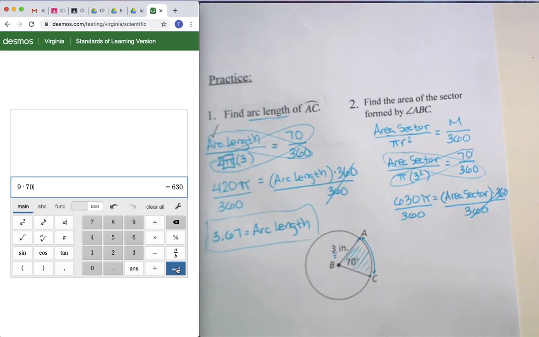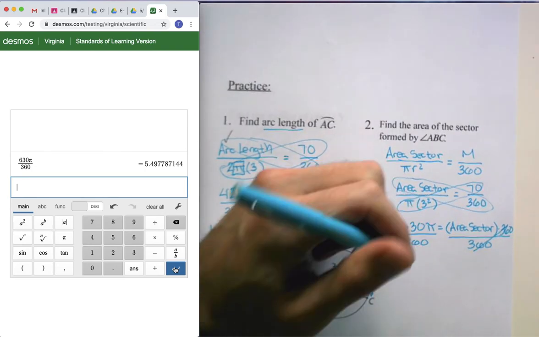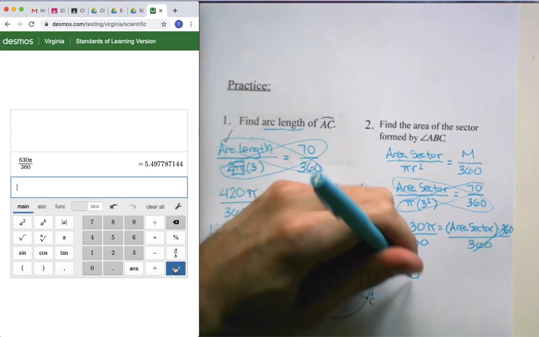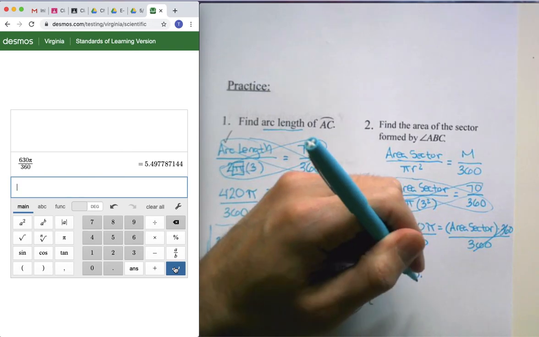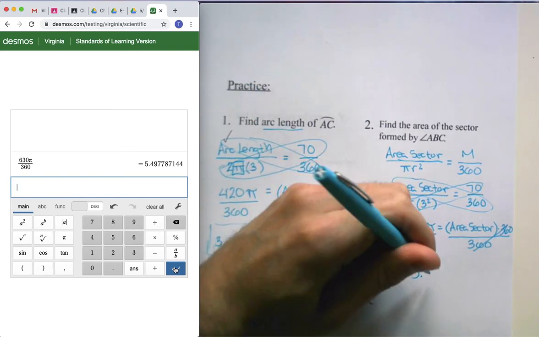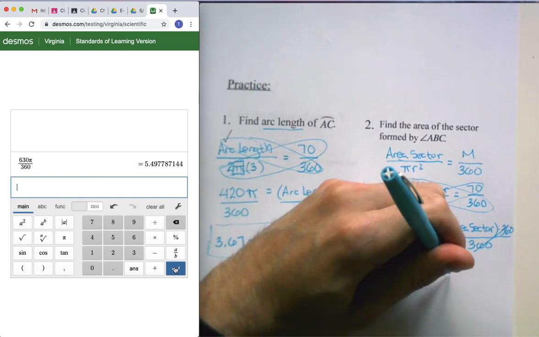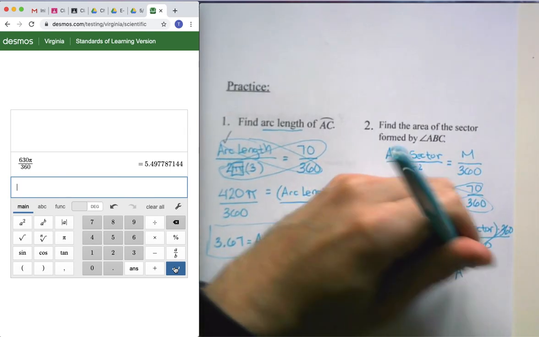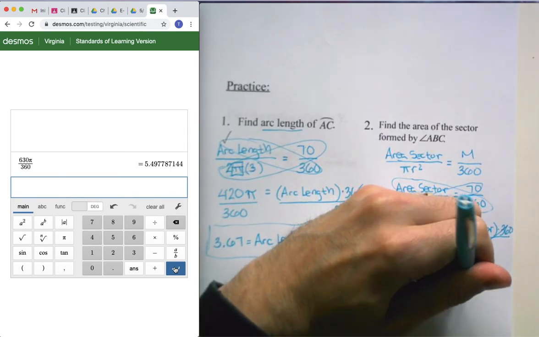Okay, so that's what I'm going to do over here. I'm going to say 630 pi divided by 360. And that's going to give me, let's again round to 2 decimal places. So this is actually going to come out to 5.499, which would round up, so it'll be 5.50 equals your area of a sector.